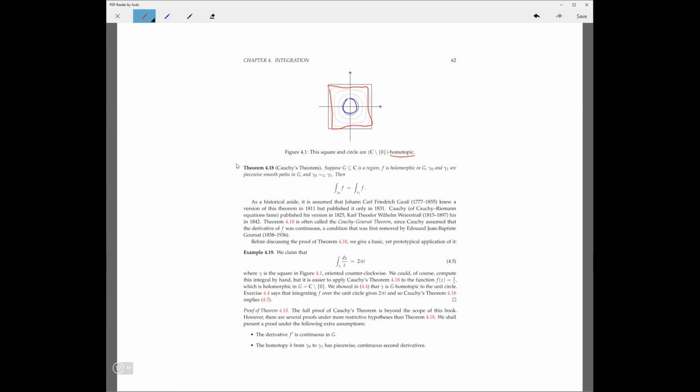And Cauchy's theorem is basically saying that if f is a nice function, it's holomorphic in G. So G would be like some region containing both curves, completely containing both curves. Okay, so G is a region that completely contains both curves, and they can be continuously deformed from one to the other. Then the integrals over their paths are going to be the same.